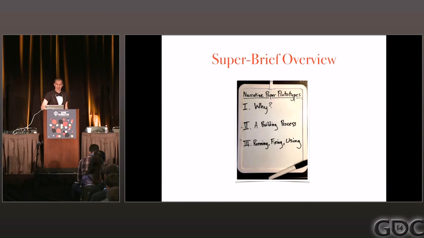I'm Jamie Antonisse, and today I'm going to talk with you a little bit about narrative paper prototyping. This talk is going to have three main parts. First, I'm going to be talking about the problems that a narrative paper prototype is designed to solve, sort of why prototype for narrative and what a narrative prototype is. I'm going to talk you through a building process, how you can actually make a narrative paper prototype effectively, and I'm going to finish up with just a couple notes on running, fixing, and using that prototype you've created to improve your final game.